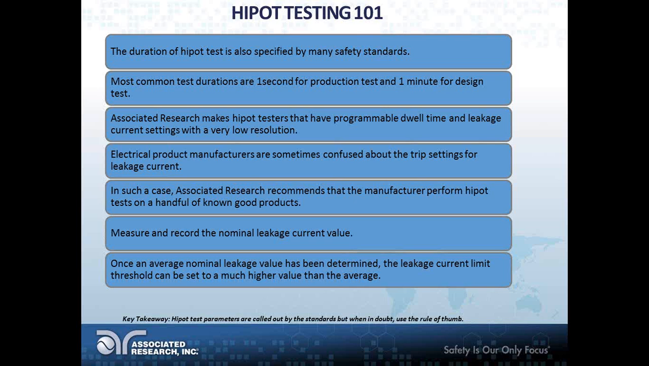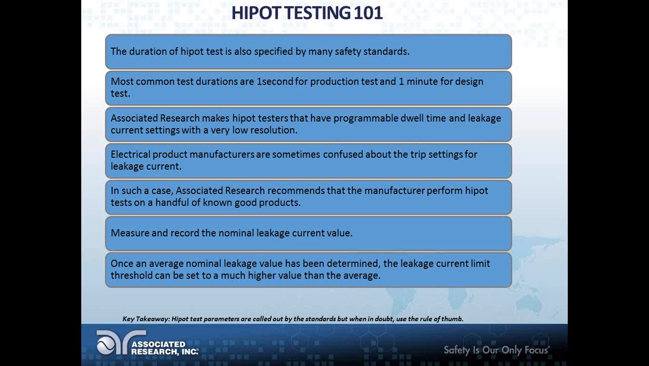Most electrical product manufacturers are sometimes confused about the trip settings for the leakage current. In such cases, Associated Research recommends that the manufacturer perform tests on a handful of known good products, measure and record the nominal leakage current value, and then once an average nominal leakage value has been determined, the leakage current limit threshold can be set to a much higher value than the average.